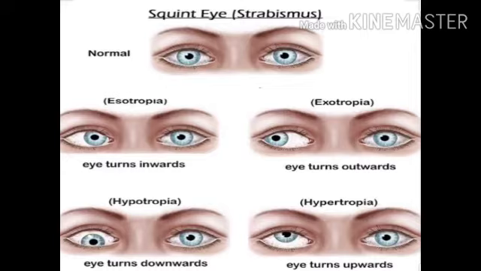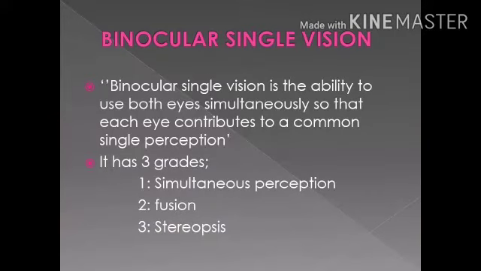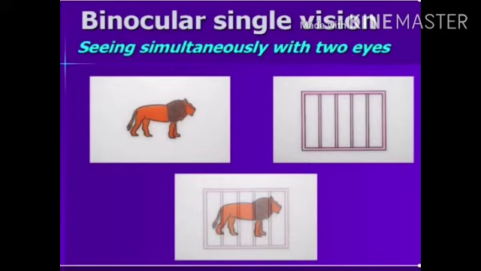What is BSV? BSV is the ability to use both eyes simultaneously. It has three grades: simultaneous perception, fusion, and stereopsis. These grades are very important to see things simultaneously so that each eye perceives a common single perception.